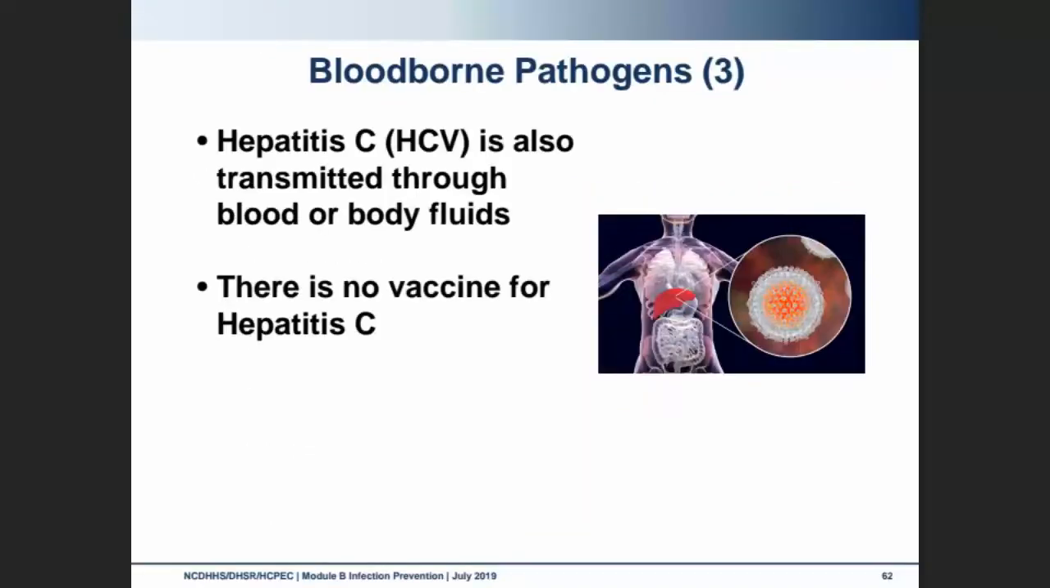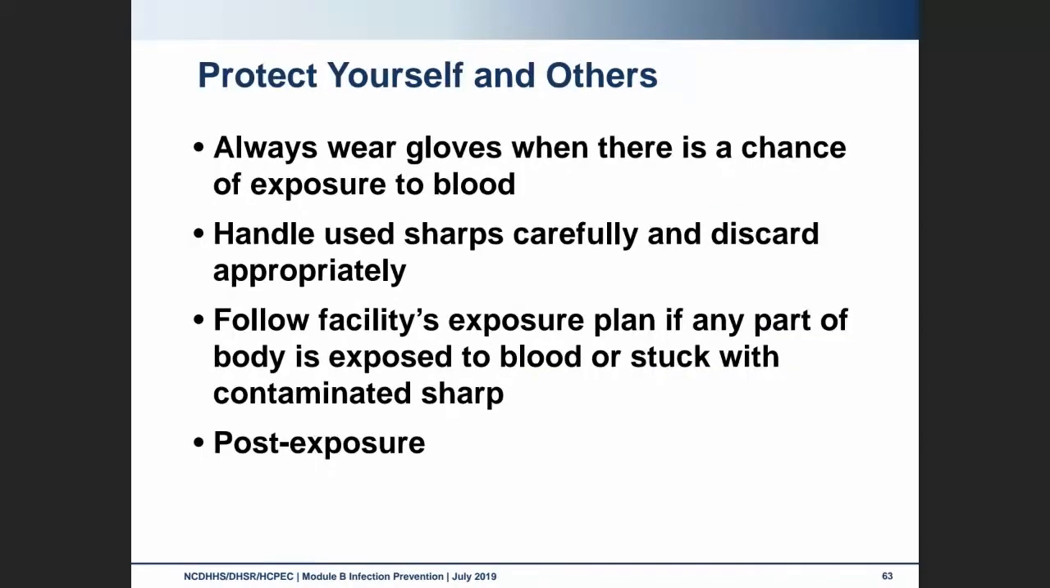Hepatitis C is also transmitted through blood and body fluids, but there is no vaccine. There are treatments for people who get hepatitis C, but the best thing, of course, is prevention and to be safe and try not to get exposed. Always wear gloves when there's a chance of exposure to blood. Handle used sharps carefully and make sure you discard them appropriately. We always follow our facility's exposure plan if any part of the body is exposed.